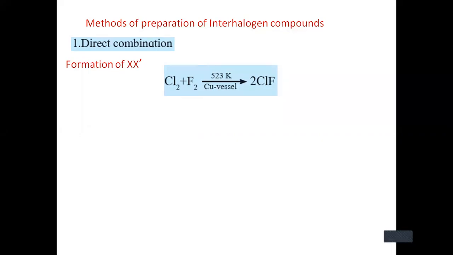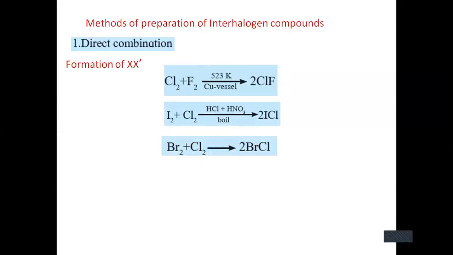One more example, take iodine and Cl2. If you are taking iodine and chlorine, it requires a certain amount of catalyst, HCl or HNO3, and you boil this solution. This will give the same type of compound, but depending upon the halogen type, ICl. One more example is bromine and chlorine, which react in a 1:1 ratio and form BrCl, of the XY type of interhalogen compounds.